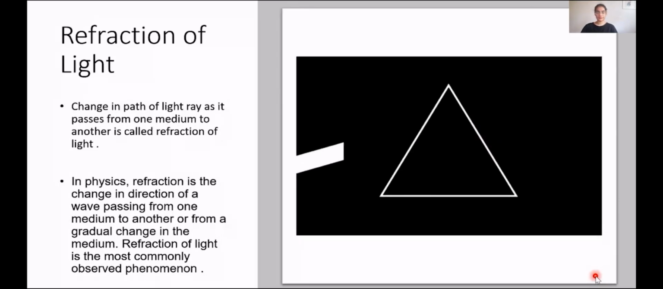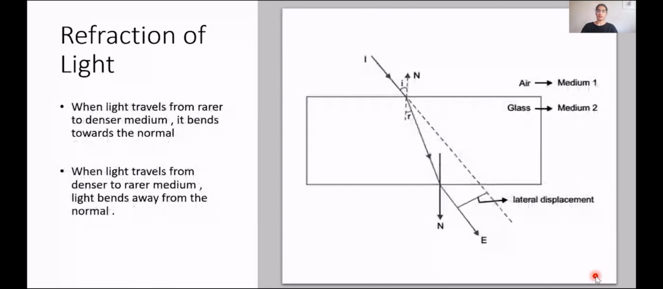Let's go further. As I told you, when light travels and when it changes its medium, so when it's going from air to glass, or from air to water, or suppose it's going from water to glass, or from glass to air, anywhere where light speed is changing, there we are going to say that it's going to bend. Now, there are rules for it.